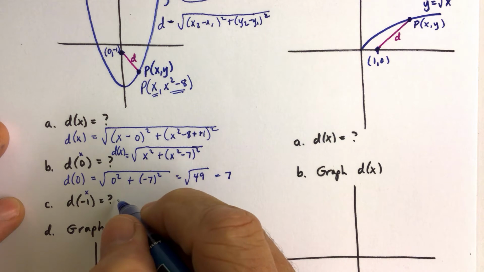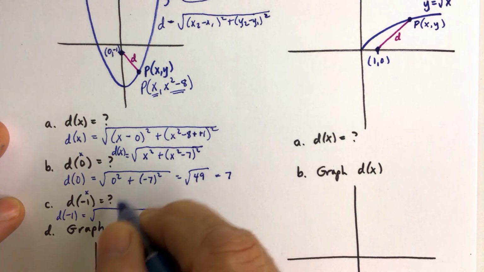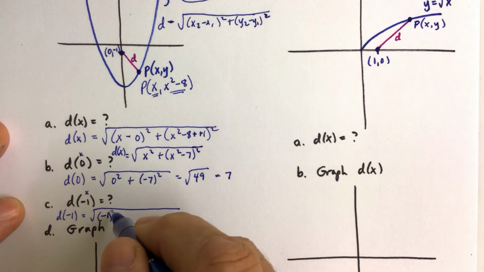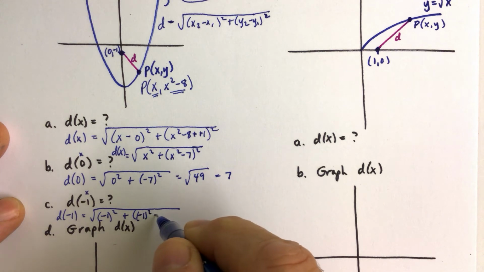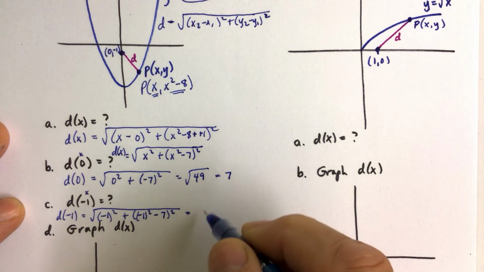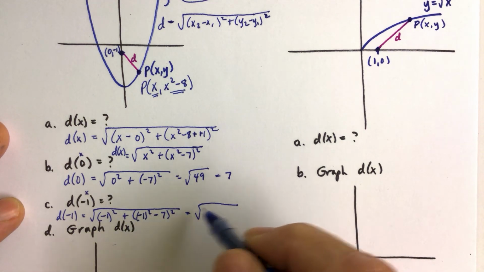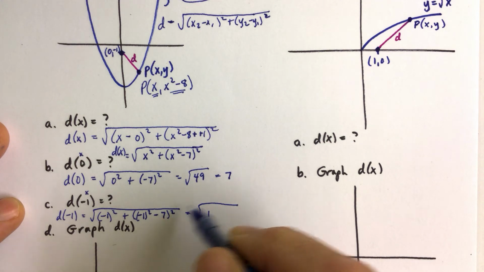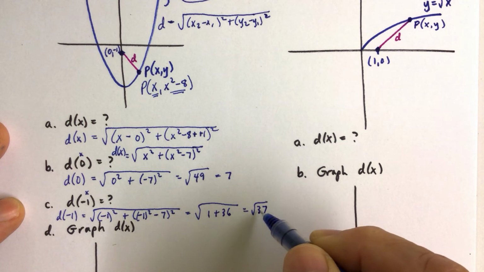And so d of -1 is equal to the square root of -1 squared plus -1 squared minus 7 squared. So what do we have? Let's do a little mental math here. -1 squared is 1, and then we have -1 squared, 1 minus 7, that's -6. And when we square -6, we get 36. So we get the square root of 37.